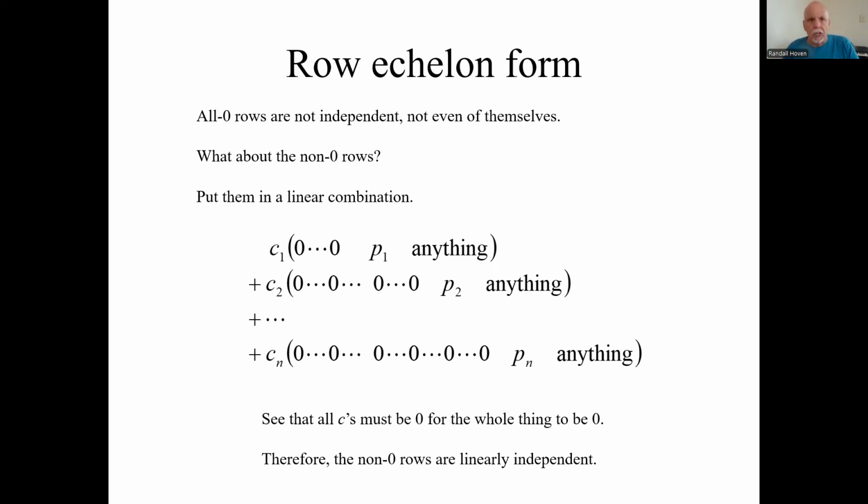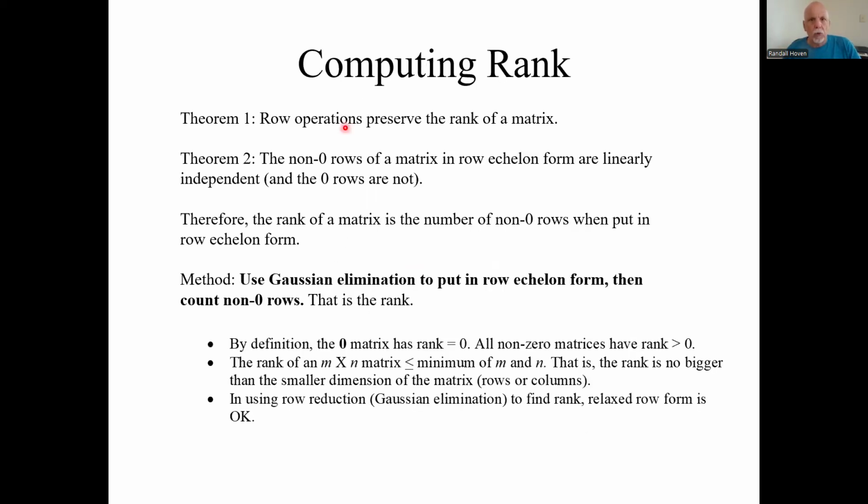But we have two facts now. Row operations preserve the rank, and the non-zero rows are linearly independent, and the zero rows are not. Therefore, the rank of a matrix is the number of non-zero rows when you get it into row echelon form. So that we have a method. Use Gaussian elimination to get it into row echelon form and then count the number of non-zero rows. That's the rank. I just showed you why that's true, which took a few tricks.